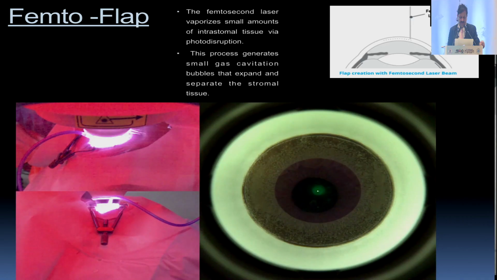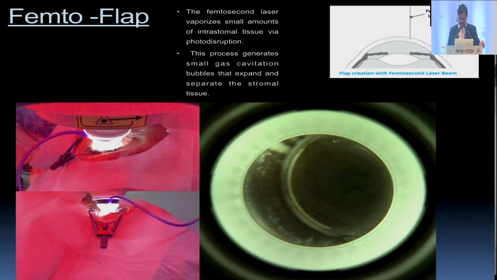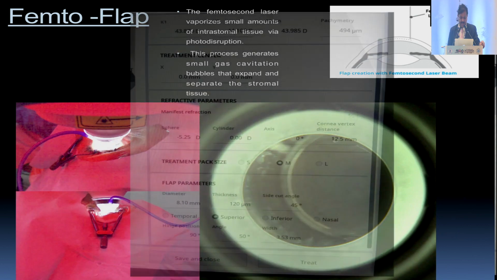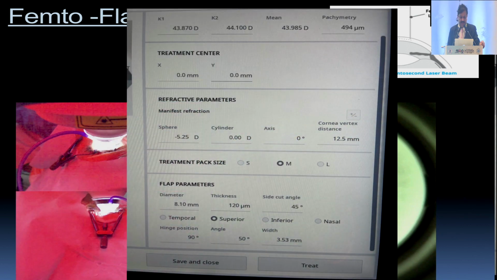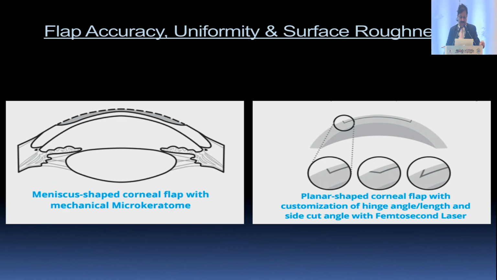The laser system now moves free to inside, and then you have a side cut, and this is essentially how the flap is created. This is how the main page of the VisuMax Smile 800 looks. When you're talking of the flap with the femto platform, this is essentially a planar flap, if you see here, vis-a-vis the meniscus shaped flap when you do a microkeratome based procedure.